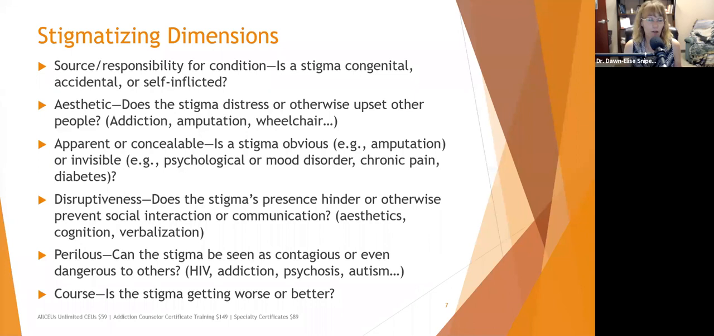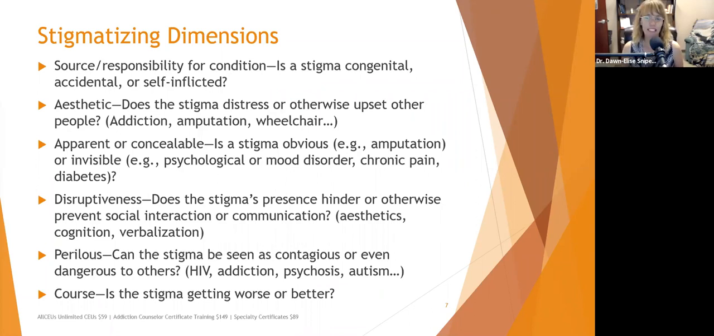Or if they have Down syndrome or some other disability, it could be considered disruptive because it's harder for people to know how to communicate. Or if their speech is particularly difficult to understand.